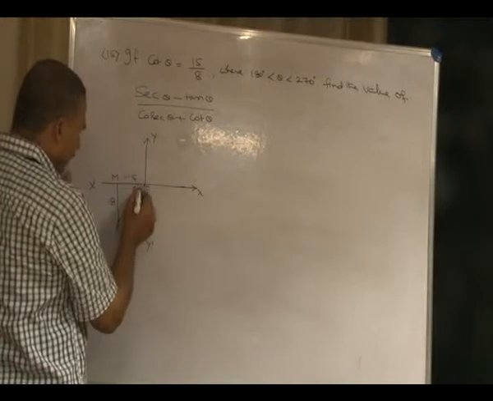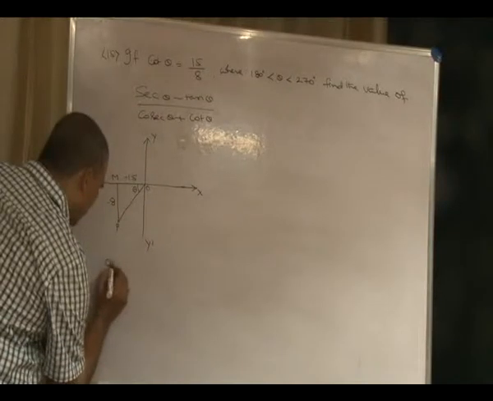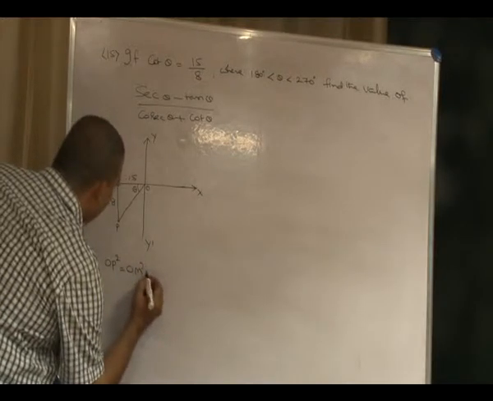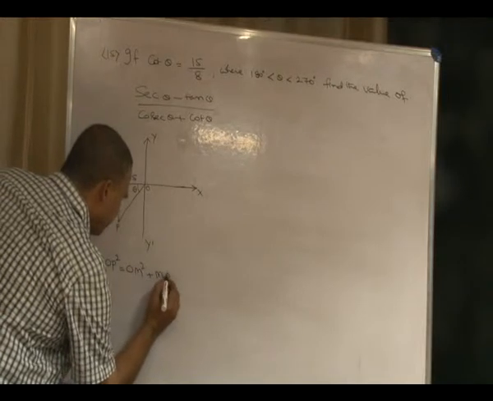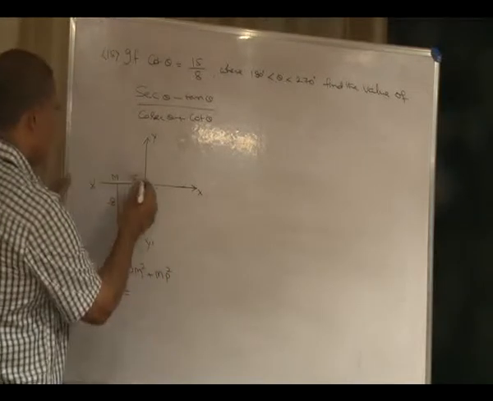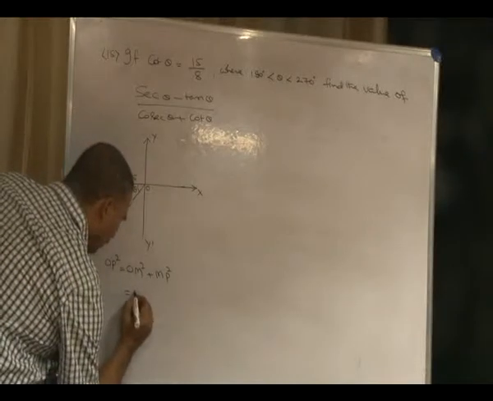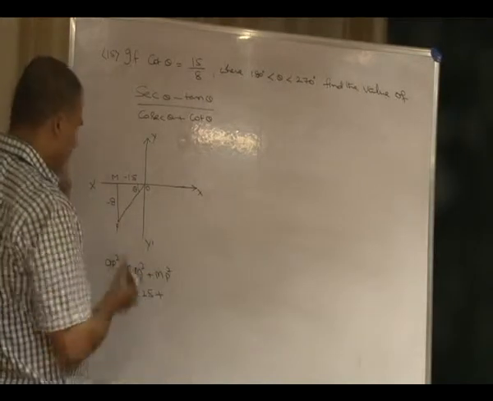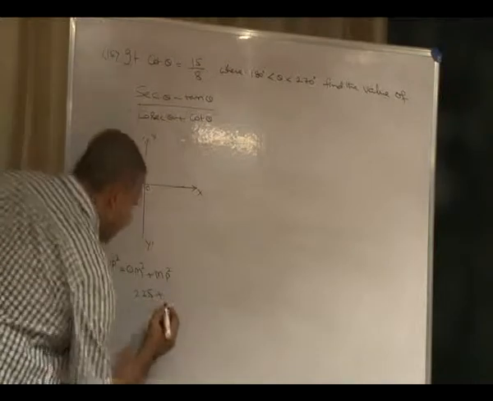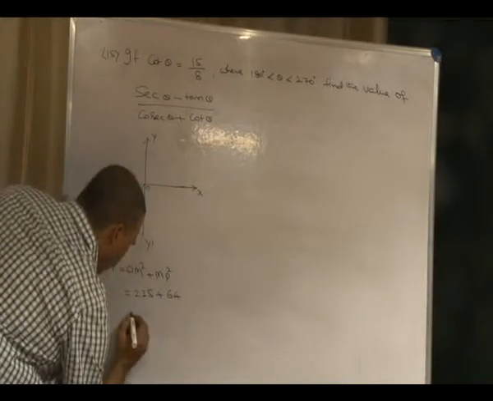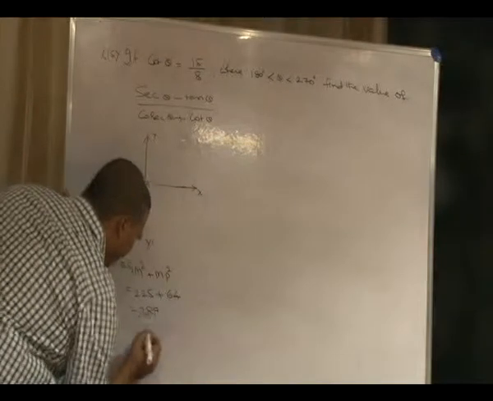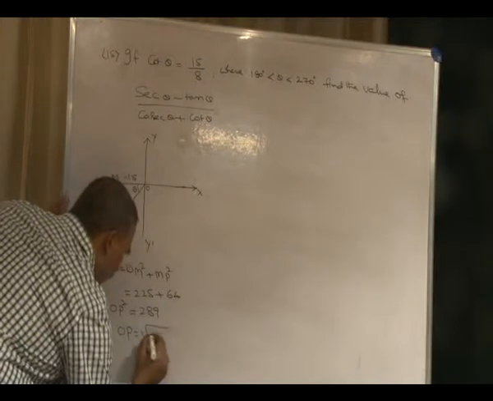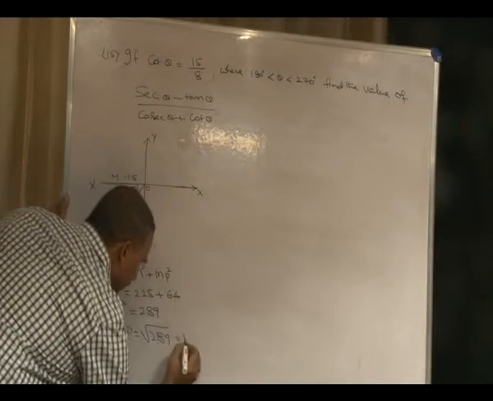Now find the value of OP, that is OP square equal to OM square plus MP square. OM is minus 15, the whole square is minus 15 into minus 15 is plus 225. MP is minus 8, the whole square is plus 64. 225 plus 64 is 289, that is OP square. OP is equal to square root of 289, that is equal to 17.